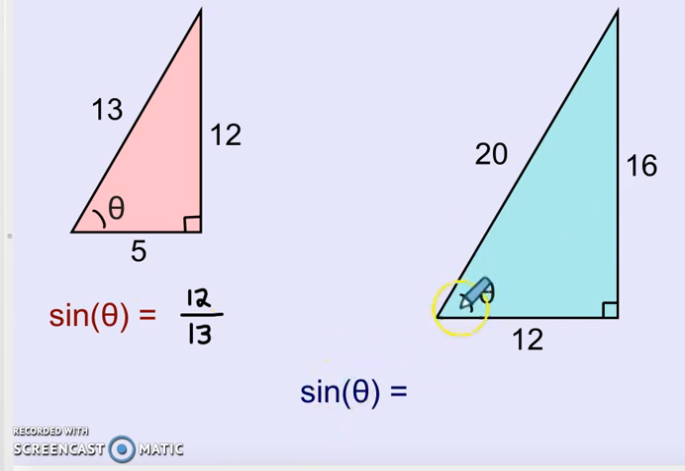For this triangle, same process, just it's a larger triangle. So opposite 16 over hypotenuse 20. Should you simplify? I say the answer to that question is always yes when students ask me. I say that same answer when they ask me, do we need to show work? This is what, 4 over 5?